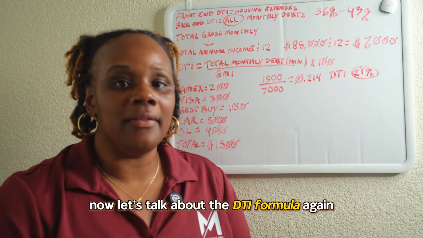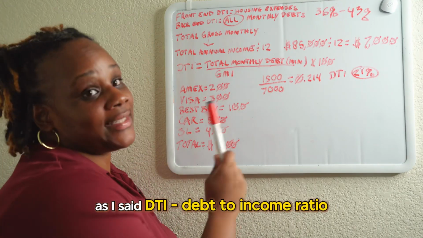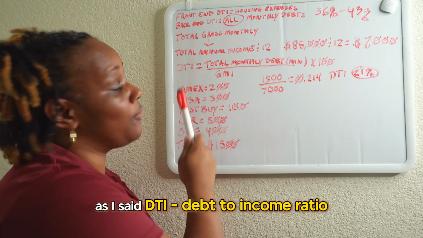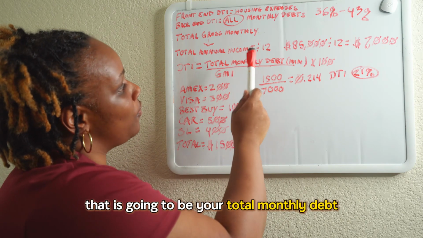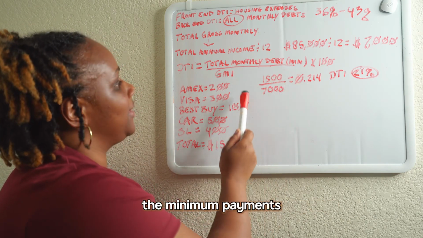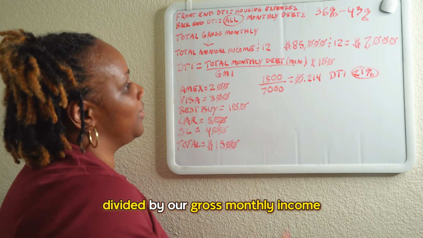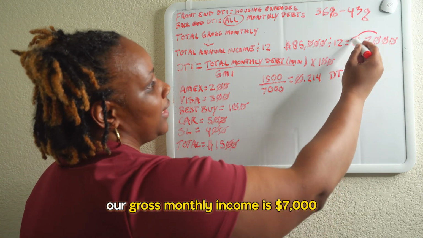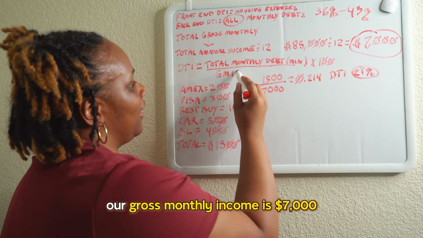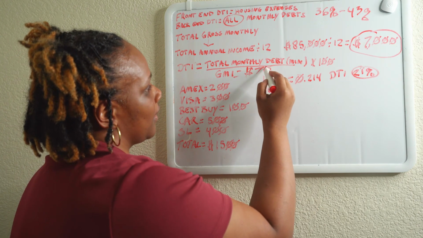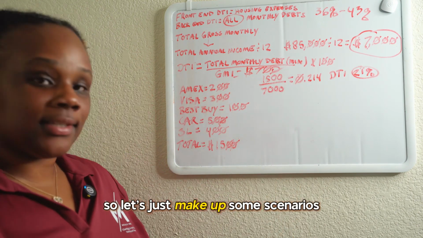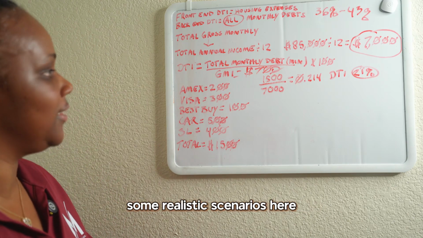Now, let's talk about the DTI formula again. As I said, DTI, debt to income ratio, that is gonna be your total monthly debt, the minimum payments, divided by our gross monthly income. Our gross monthly income is $7,000, all right? So let's just make up some realistic scenarios here.